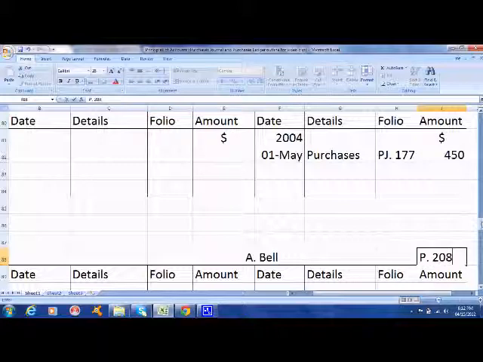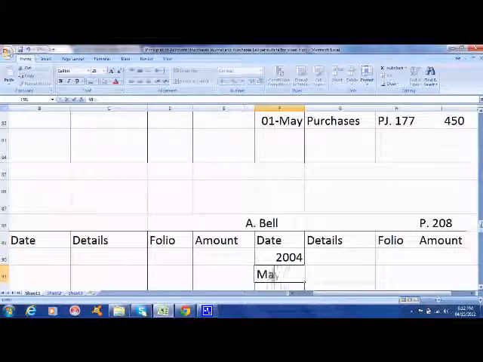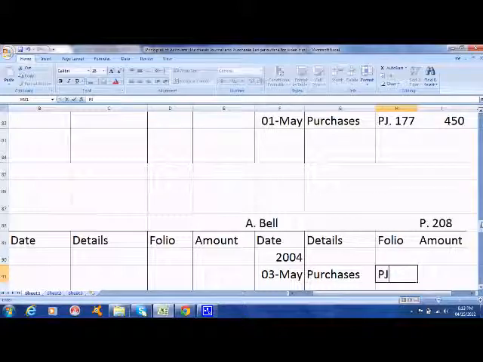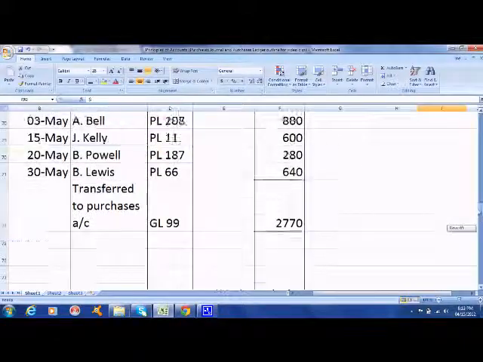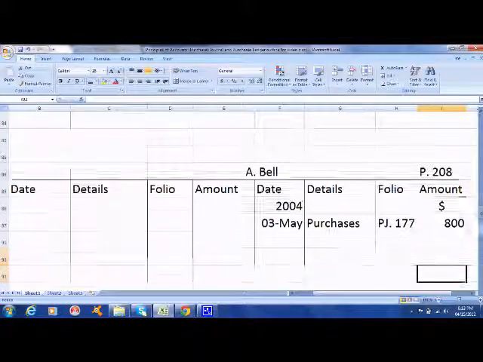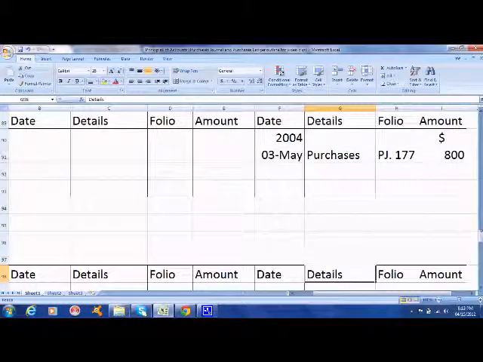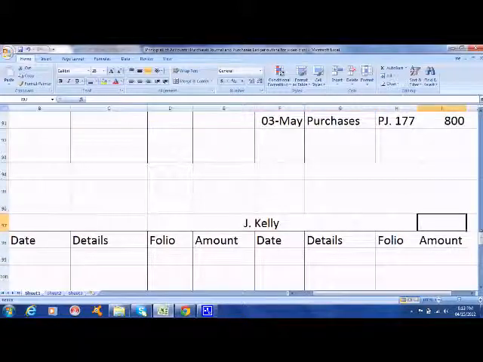Page 208. Then 2004. The date is May 3. Purchases and PJ 177, and the amount, friends. You remember the amount, friends? The amount is $800. So you're going to write 800 right there. That's all for that. The next person is Mr. J. Kelly.